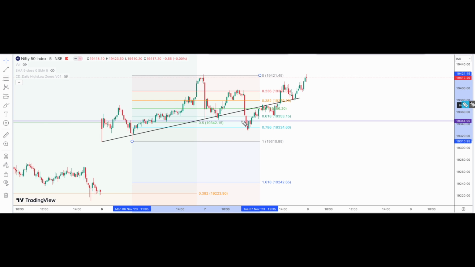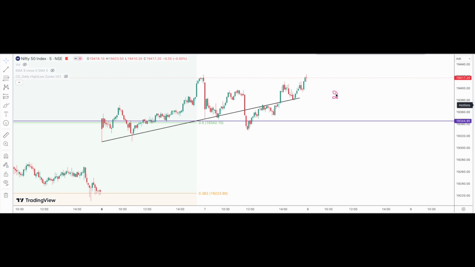The first point is the market has already broken the 618 level of Fibonacci. Previously I said that if the market breaks 618, the chances of reversal are high. This is the first point why I feel the market can reverse. Now coming to the second point.